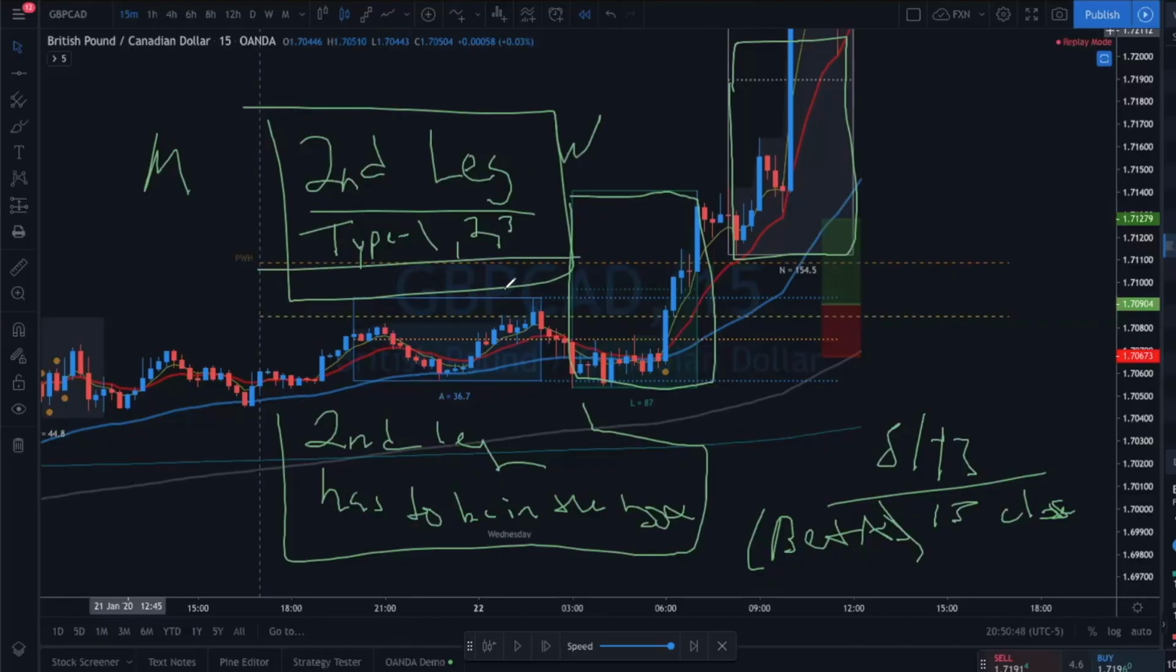That's a type 1, 2, or 3. Second leg's got to be inside of the box. And then the last thing that you're looking for is either the crossover or a close above or below the 13.